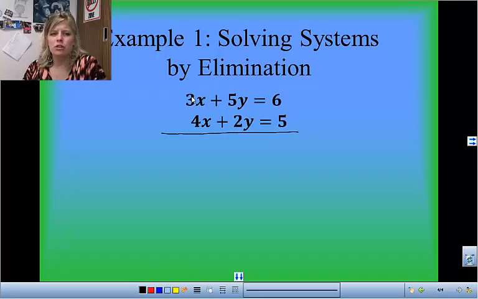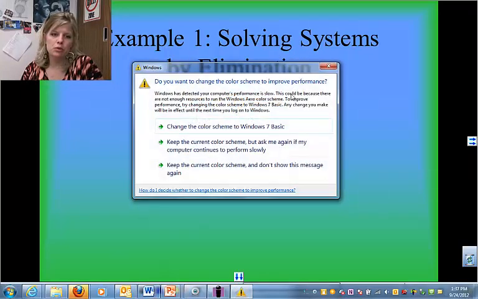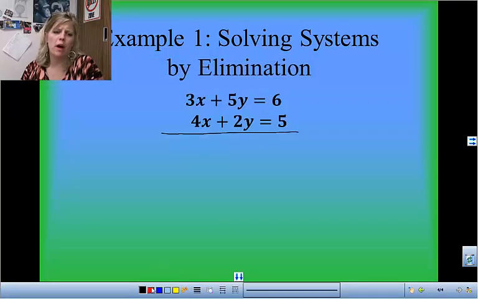What is your lowest number that both 3 and 4 go into? 12. Okay, what's your lowest number that 5 and 2 go into? 10. Doesn't matter what you use. I'm going to get rid of the y's. I want to make these a positive 10y and a negative 10y.